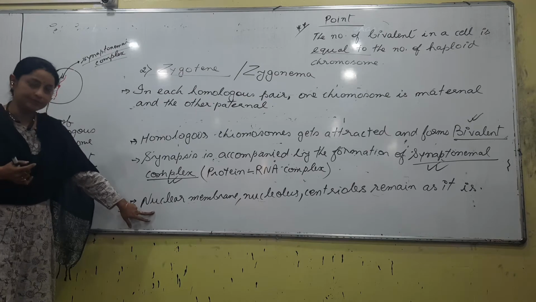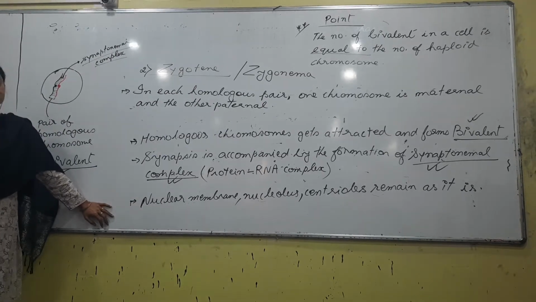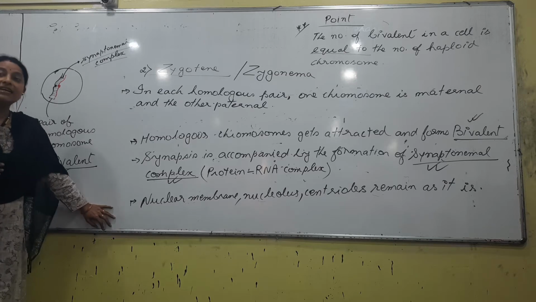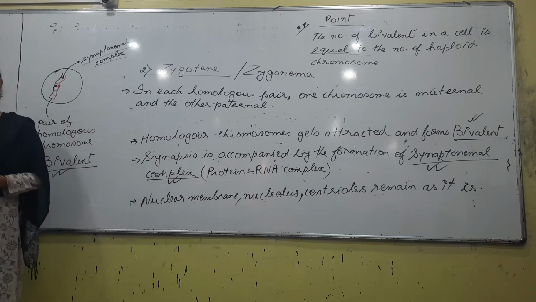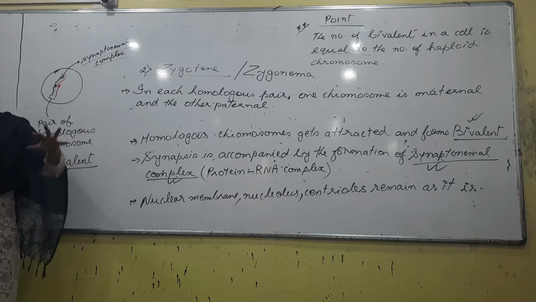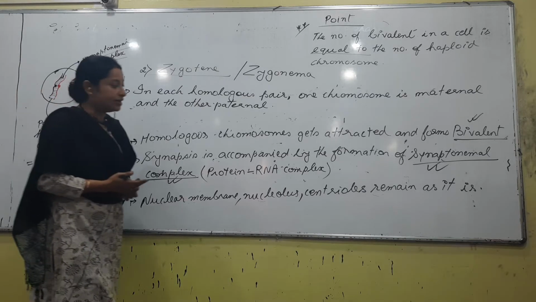But nuclear membrane, nucleolus, centrioles remains as it is. Mane even at this stage you can see a proper nuclear membrane. Nuclear membrane etialoke disappear kora nai. Ketia koribo? Last phase of prophase, right? Because this is just the starting. Leptotene is the starting. This is just the second point. At the second stage itself, the nuclear membrane does not disappear. Similarly, the nucleolus also does not disappear.